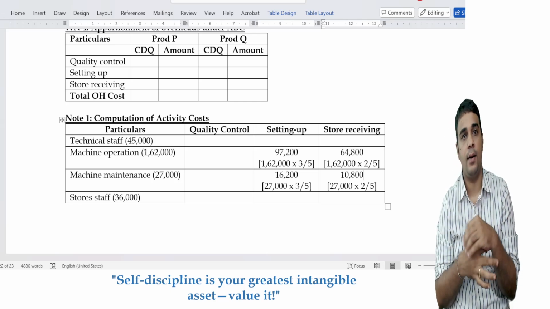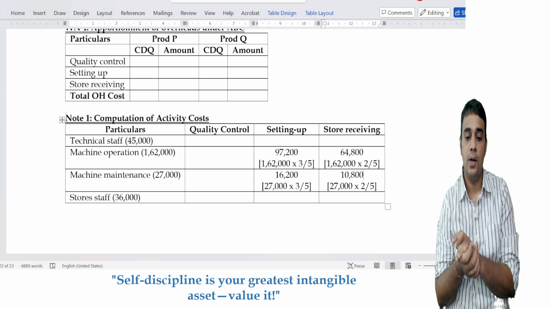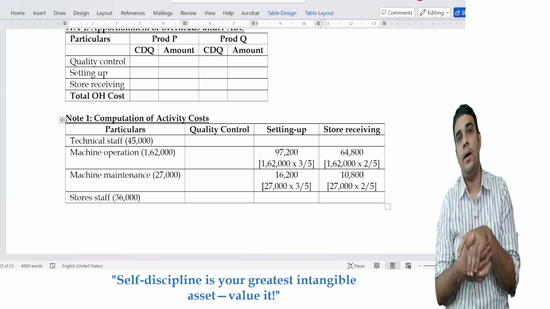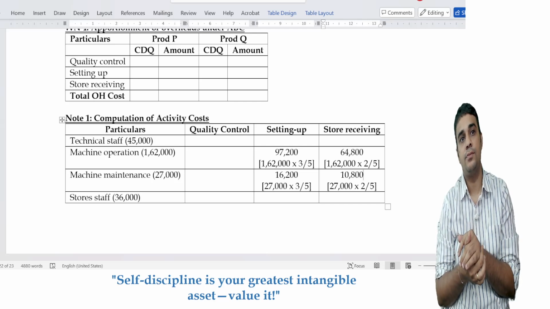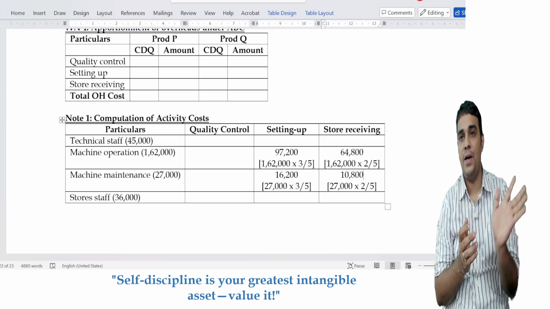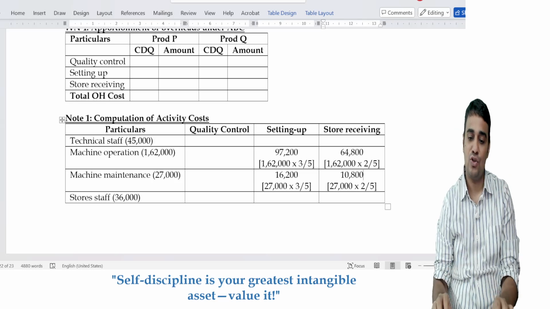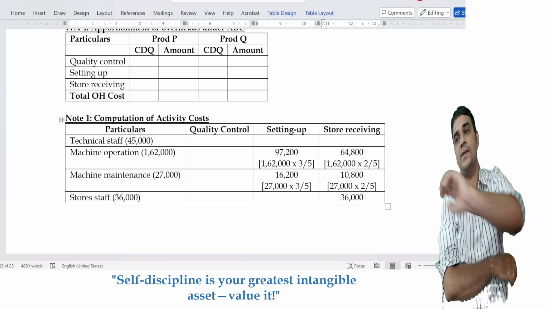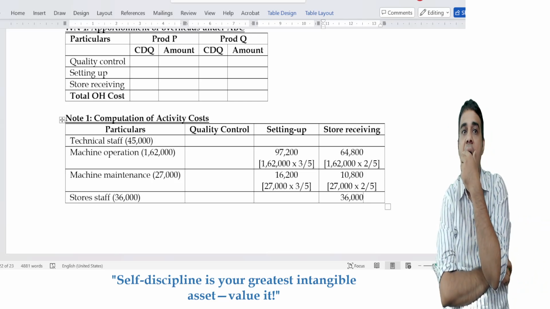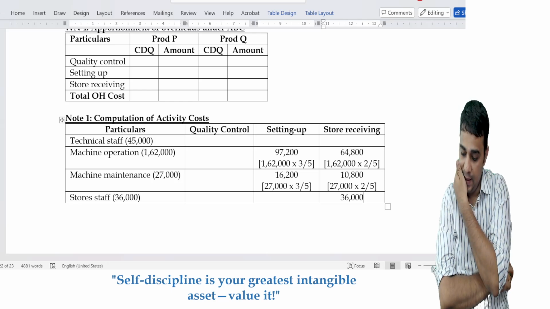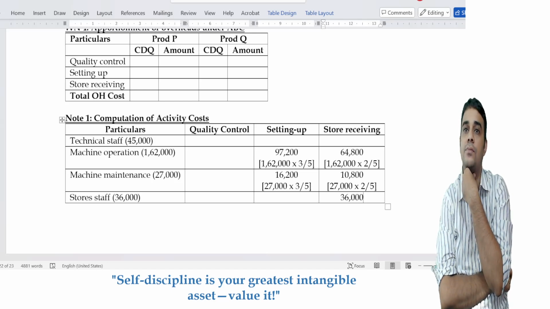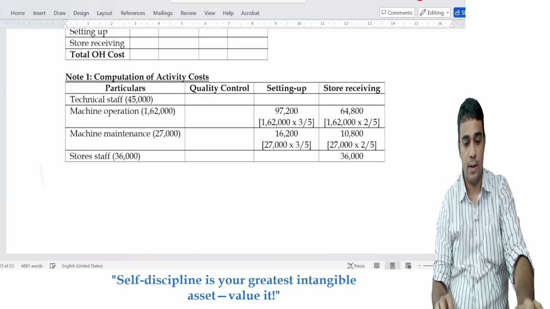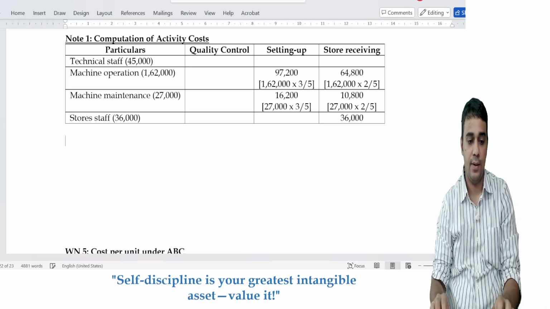Technical staff is a little tricky, so I'll take time on that. Any doubts in this? Clear? So operation is removed, maintenance is removed. Store staff, as the name indicates, put it in stores. Any doubts till this? Clear? Okay, listen for 2 minutes and then you write it.